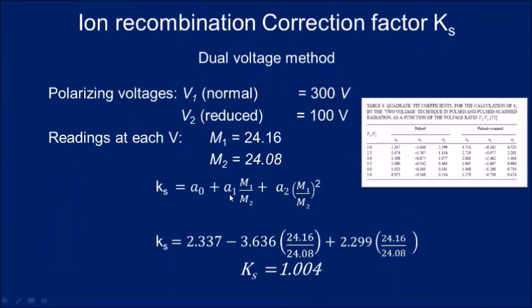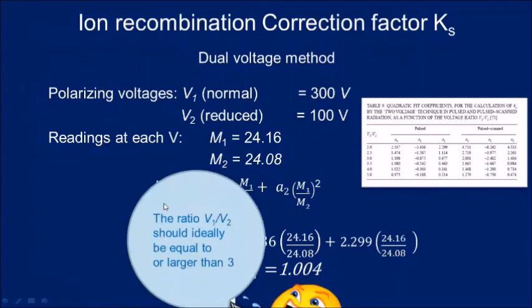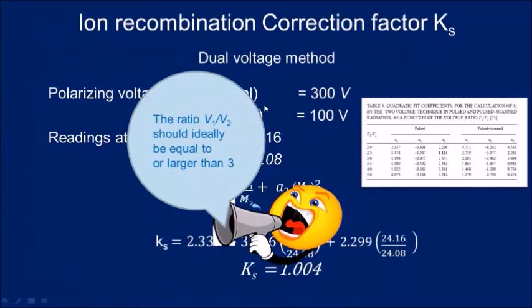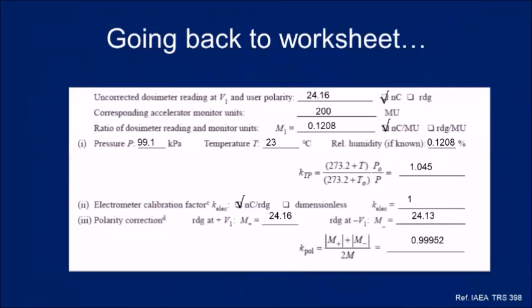But A0, A1, A2 will have to be obtained from table 9 in TRS 398. These are constants and they are provided. Now, the A0, A1, A2 are for the V1 by V2. You have to note, in our case, V1 by V2 is 3, so you have to take it from here. And Ks, the recombination factor, is 1.004. Again, note the V1 by V2 should ideally be equal to or greater than 3.